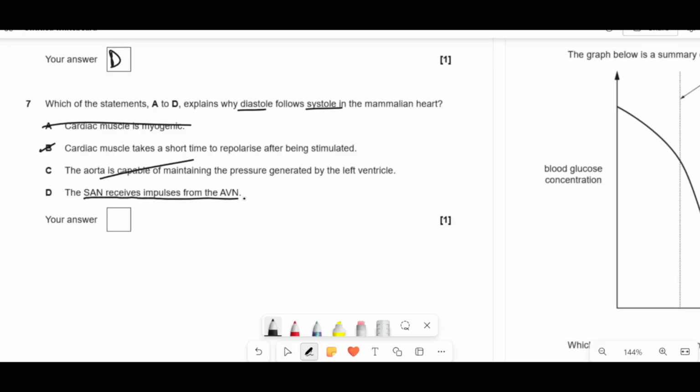The sinoatrial node receives impulses from the AVN. That's the wrong way around. AVN gets impulses from the sinoatrial node, so that's also out as well. So it has to be B.